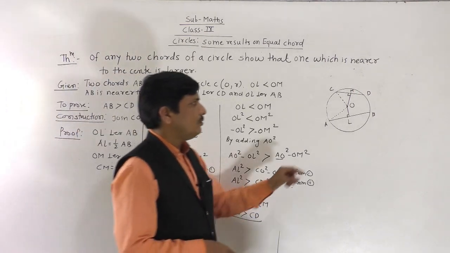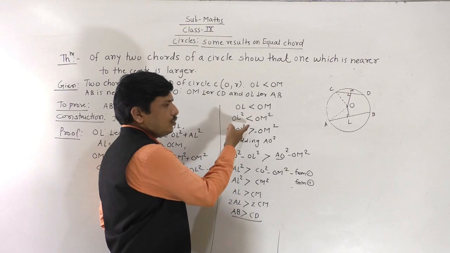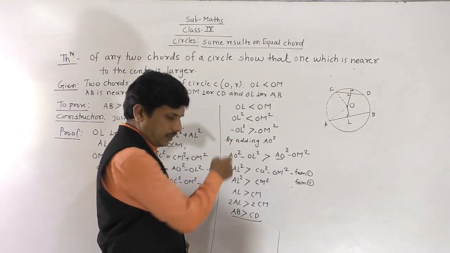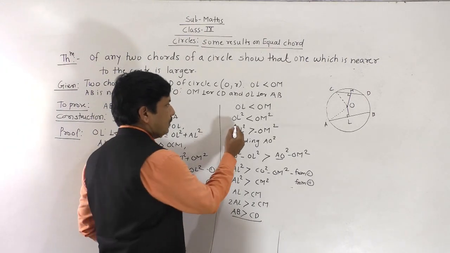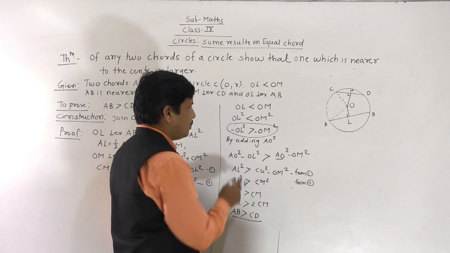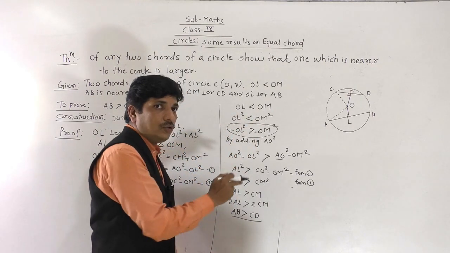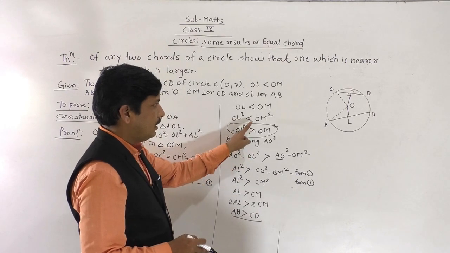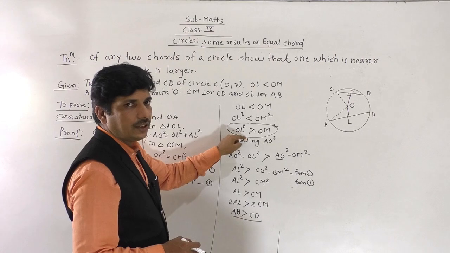Then, what is given? OL is shorter than OM, that we have taken. So its square is also shorter. Here we have taken some different properties, inequalities. Okay, that how it came, I told you. So OL square is smaller than OM square, but when the value is negative, the result changes. This was shorter, now this is greater than that.